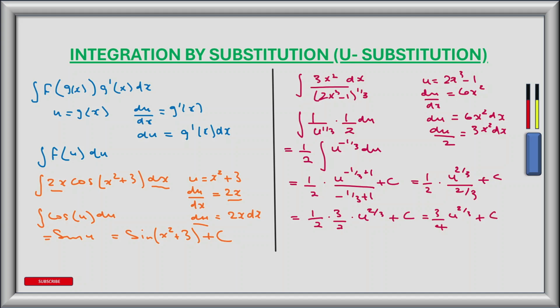So if we now substitute back in for u, we get 3/4 multiplied by, and u is 2x cubed minus 1, so 2x cubed minus 1 to the power of 2/3 plus a constant.